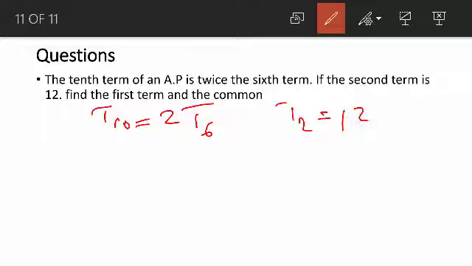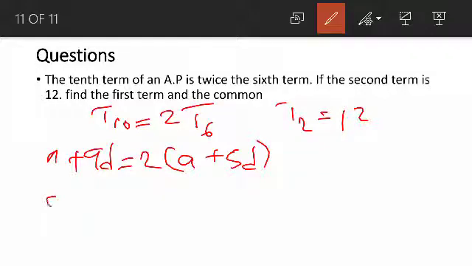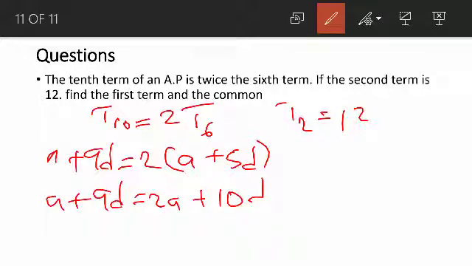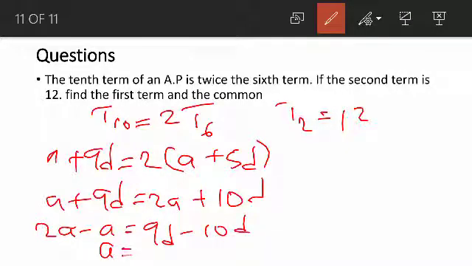Now, here we have two equations which can give us our answer. The 10th term is A plus 9D, and it is equal to 2 times the 6th term, which is A plus 5D. So that means we have A plus 9D is equal to, opening the bracket, 2A plus 10D. If we collect like terms, you are going to have 2A minus A is equal to 9D minus 10D. So A is equal to minus D. You can call that equation 1. We can use that in any other equation.